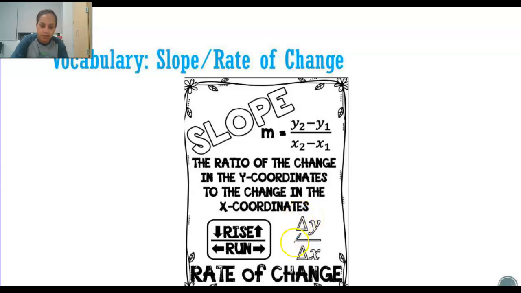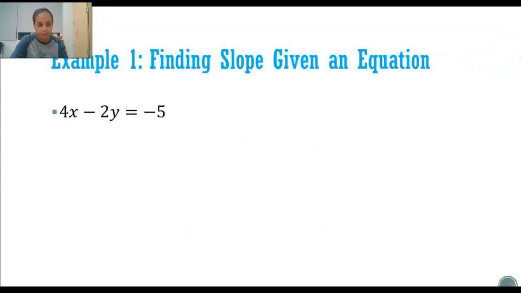This triangle here signifies change. It's a Greek symbol called delta, and it means change. So the change in y over the change in x. So there's many ways you can look at it.